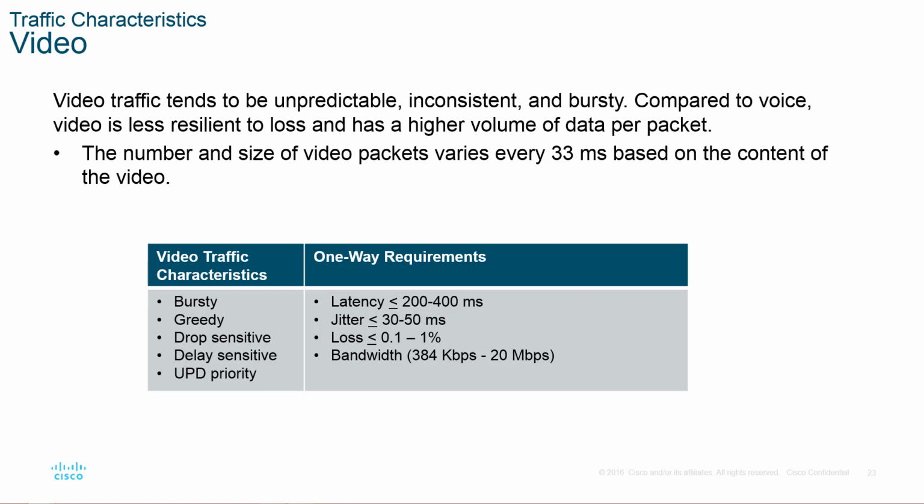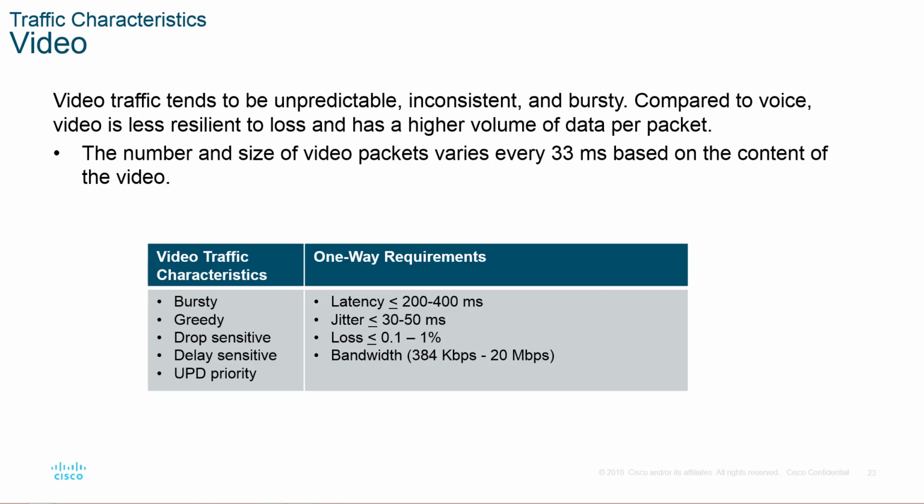So video traffic is unpredictable, inconsistent, and bursty. It's less resilient to loss because it would be pretty weird if you were watching a Netflix video and all of a sudden an entire frame was missing, right? So the number and the size of the packets varies, and it's based on the content of the video.